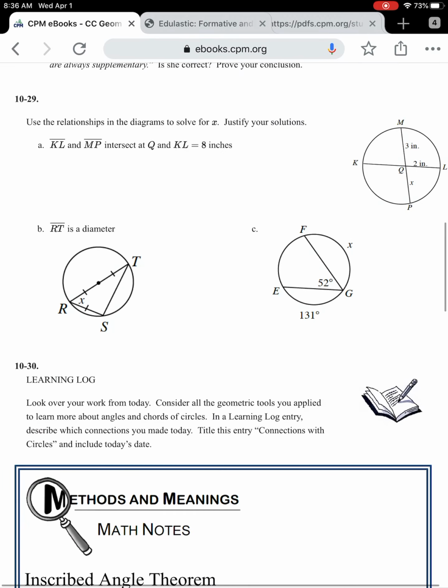1029 was an opportunity to practice using some of these. You can check your answers in the answer key there, and then if you have any questions, be sure to use the office hours time from 9 to 11 to ask questions that I'll get back to right away, so we can help you feel confident with these new ideas related to circles.